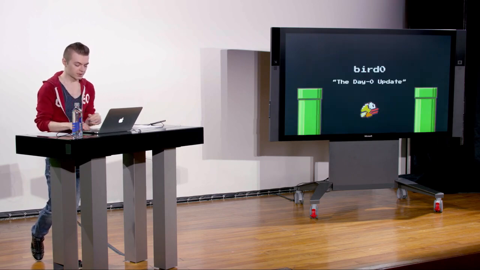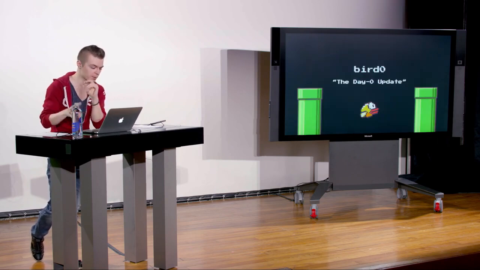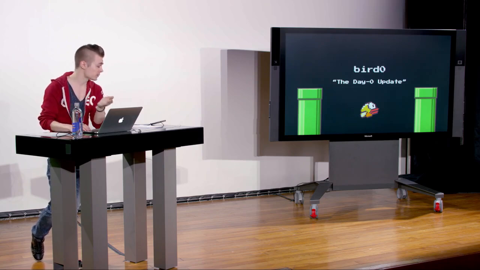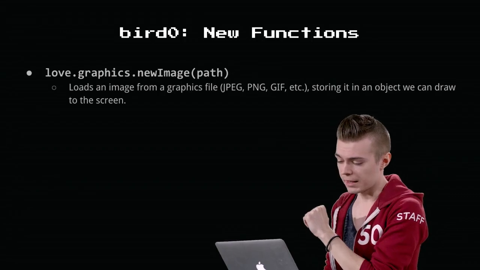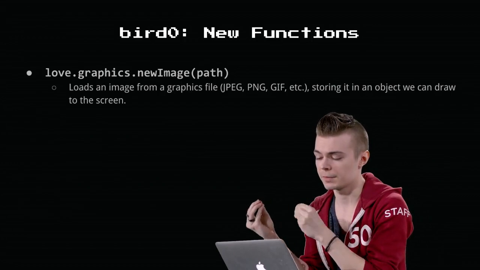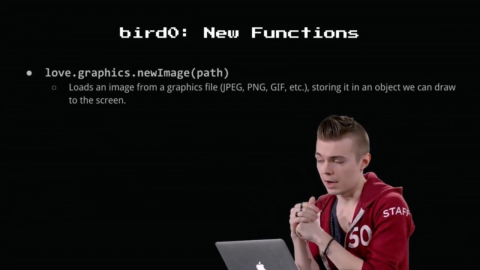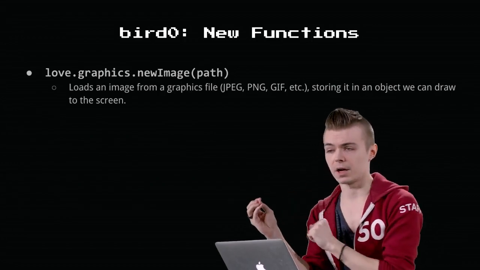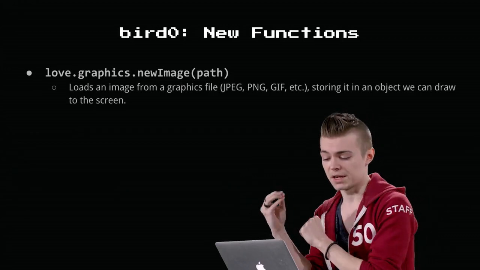So today we'll be doing a little bit more live coding. The very first example that I want to cover is the day 0 update for Flappy Bird, and an important function, probably the most visibly obvious function we'll be using throughout this lecture, is love.graphics.newImage, which takes a path.